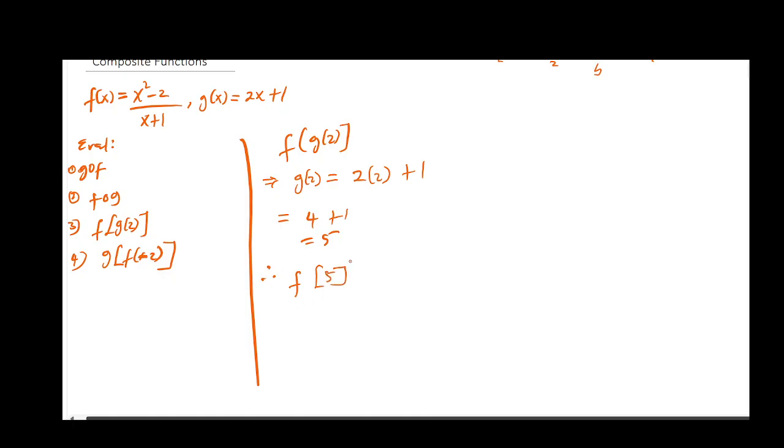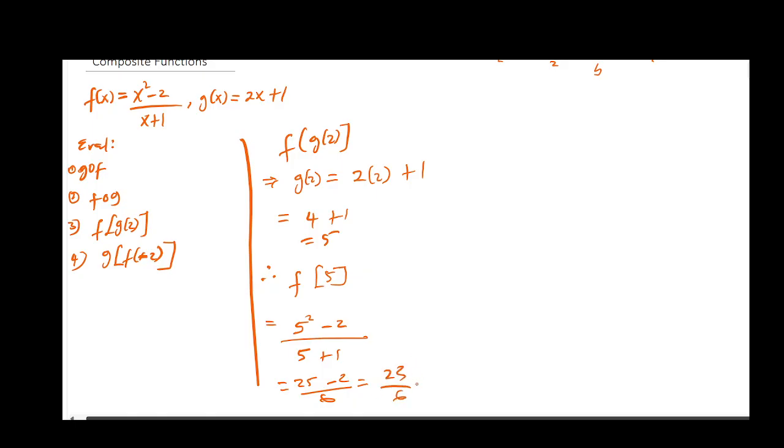That's what it means. So let's solve for f of 5. Anywhere we see x in f of x, we'll replace it with 5. So our f of x is x squared, which is 5 squared, minus 2 all over 5 plus 1. And this will give us 25 minus 2 all over 6. And this is the same, 25 minus 2 is 23 over 6.